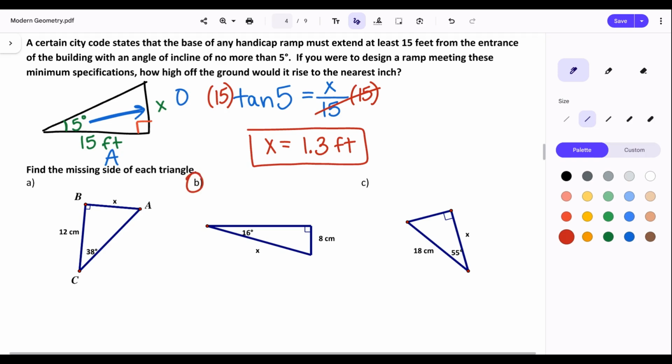16 degrees is the angle that we're going to use as our reference angle, because I don't want to use the 90-degree angle box, and I don't need to go through the trouble of finding the other angle in the picture. So using the 16 degrees, what would 8 be considered? Would that be your opposite, adjacent, or your hypotenuse side? Good, that would be opposite. Okay, what would the x be?